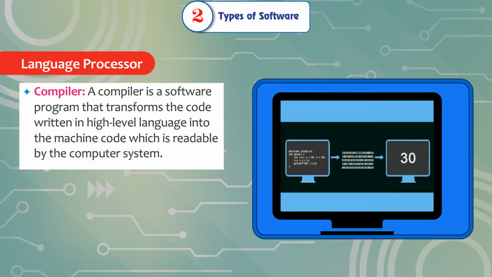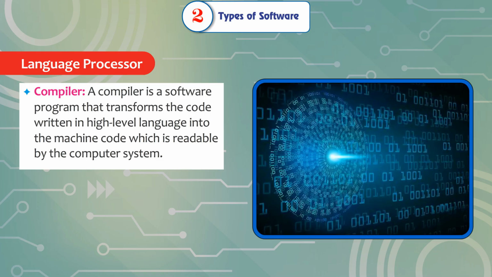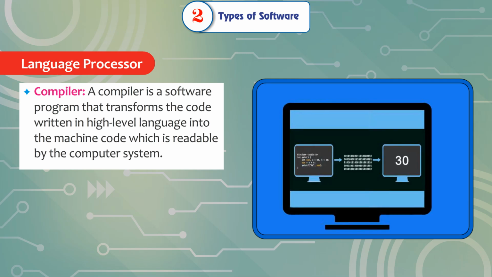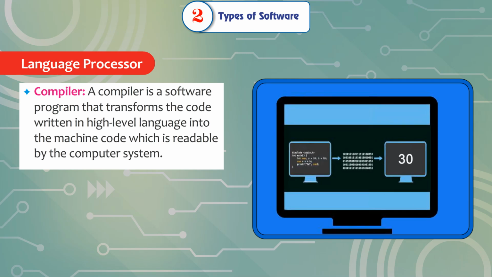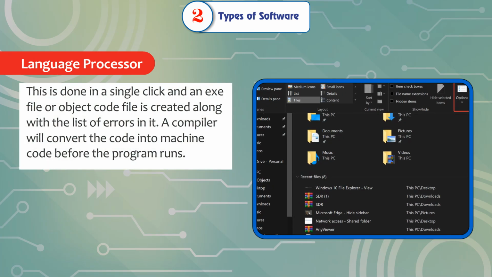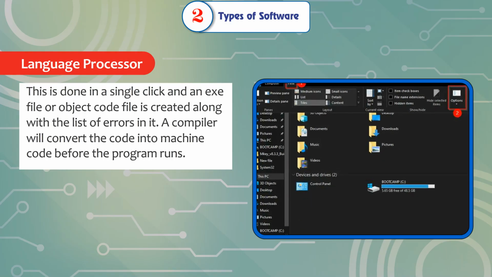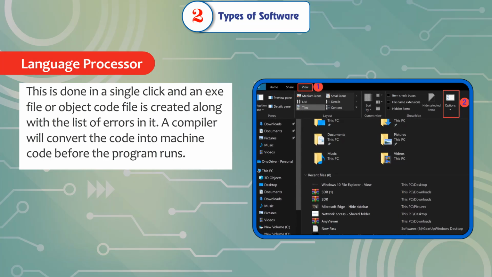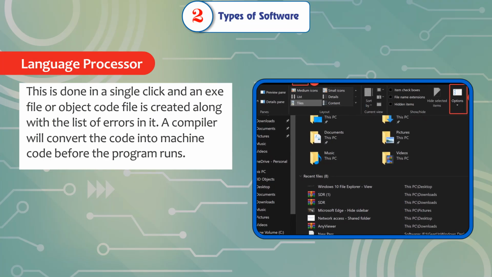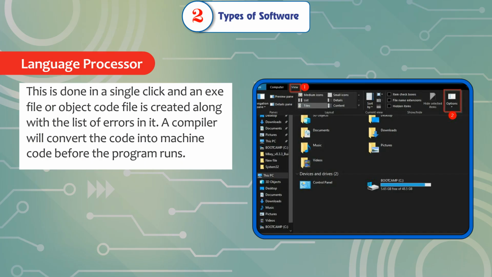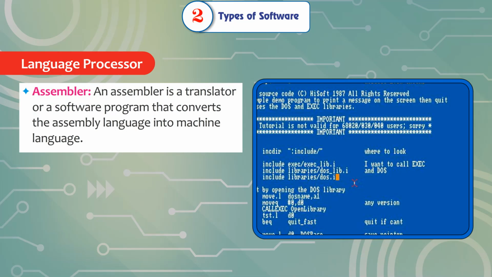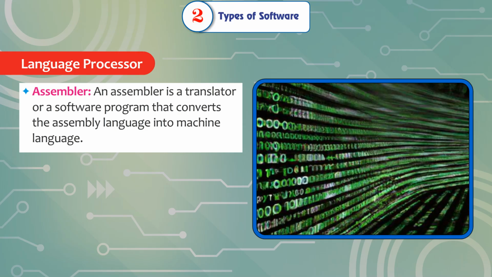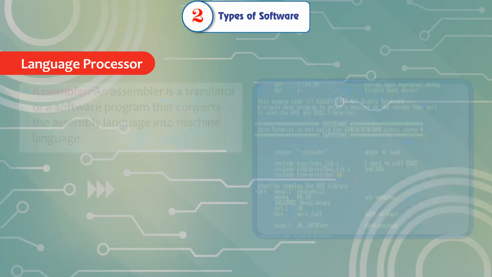Compiler. A compiler is a software program that transforms the code written in a high-level language into the machine code which is readable by the computer system. This is done in a single click, and an .exe file or object code file is created along with the list of errors in it. A compiler will convert the code into machine code before the program runs. Assembler. An assembler is a translator or a software program that converts the assembly language into machine language.